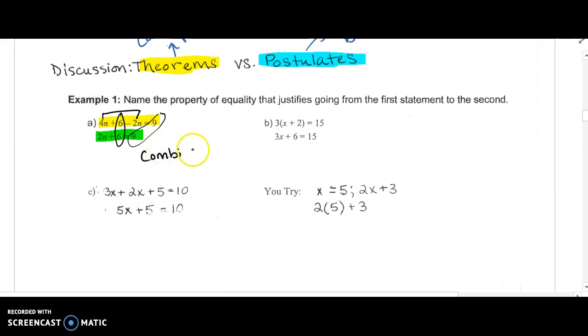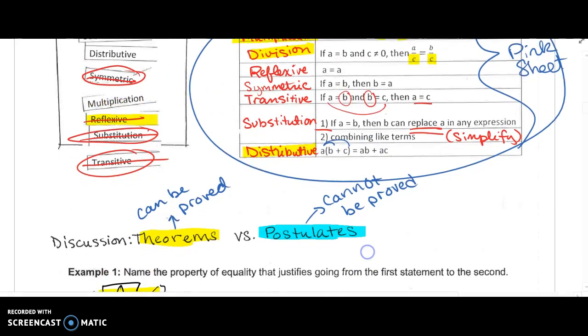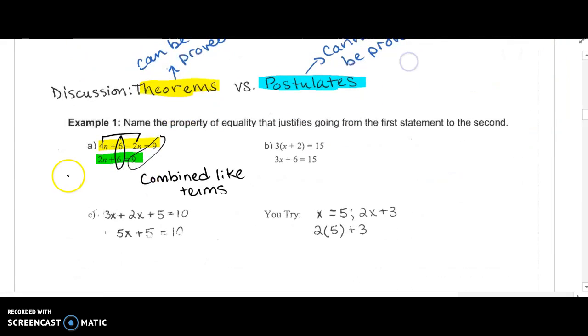They're not subtracting anything from both sides of the equation because they didn't subtract a 2n from the 9. They just subtracted things on the same side of the equal sign. Combining like terms was the second meaning of substitution. So substitution was our answer for that. I'm going to write combined like terms, but you don't have to write that. Since there's two meanings for substitution, I want you to know which one we were using.